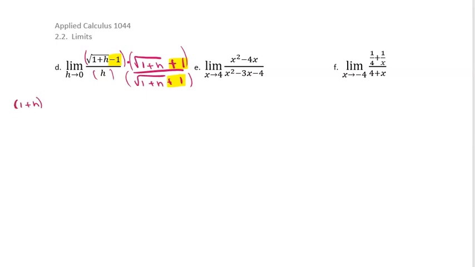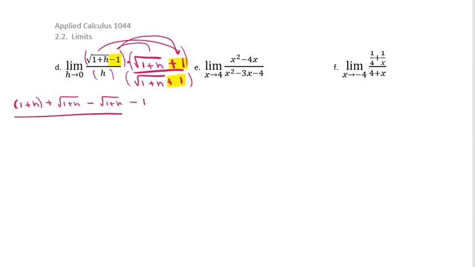Then you're going to have the square root of 1 plus h times +1. That is plus the square root of 1 plus h. Then you have -1 times the square root of 1 plus h. So that's minus the square root of 1 plus h. And then you have -1 times 1, and that's -1.